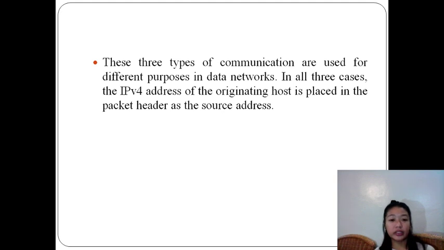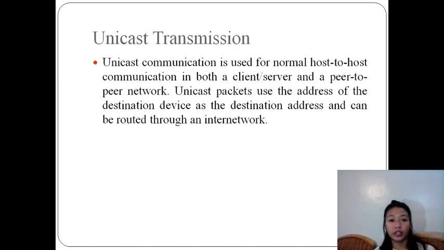These three types of communication are used for different purposes in data networks. In all three cases, the IP version 4 address of the originating host is placed in the packet header as the source address. Unicast transmission: unicast communication is used for normal host-to-host communication in both a client-server and a peer-to-peer network. Unicast packets use the address of the destination device as the destination address and can be routed through an internetwork.